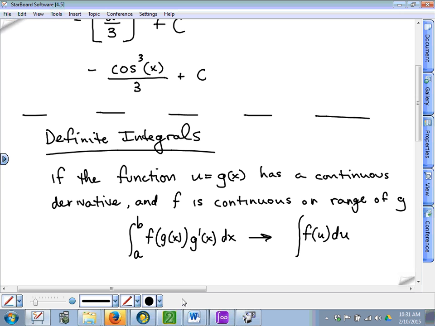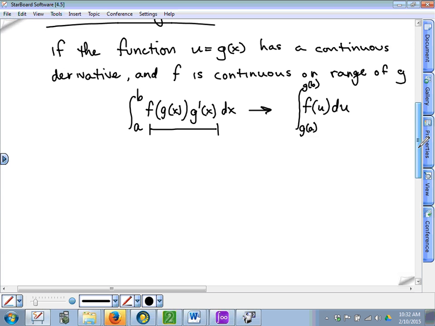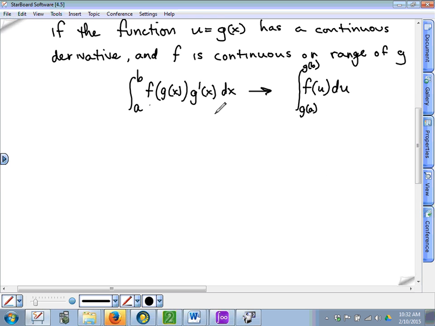But now we change the bounds of integration. If we're going to make a substitution for u, we also have to change the bounds of integration. So instead of a, it becomes g of a. And instead of b, it becomes g of b. Let me just make sure we're clear on what happened, you guys. The last 15 minutes, didn't we take something that looks like this and just change it to f of u? The only difference is we didn't have bounds of integration. Okay, now we're just going to have to change the bounds of integration. It's pretty easy.